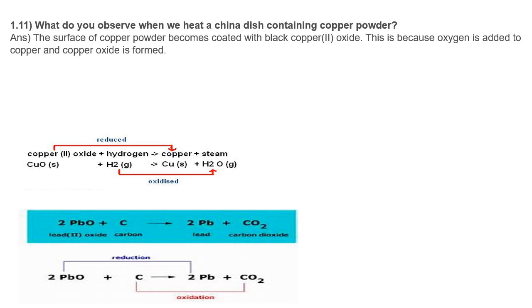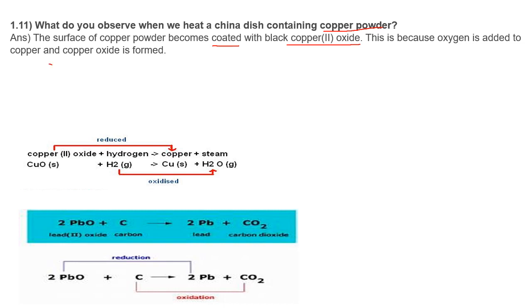Let's take the next example, children. What do you observe when we heat a china dish containing copper powder? So we will find that when you heat copper powder, it is coated with black copper oxide. It means the color of copper oxide is black. Okay, and what is the reaction taking place over here?